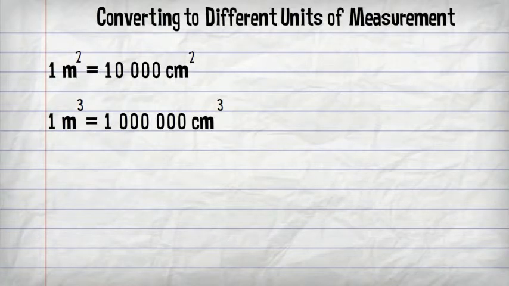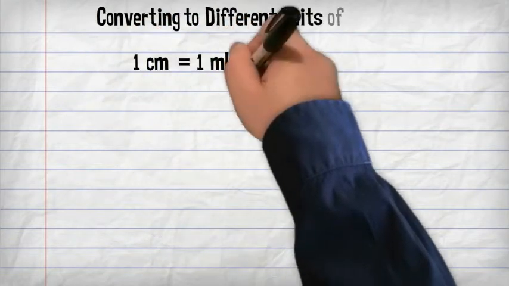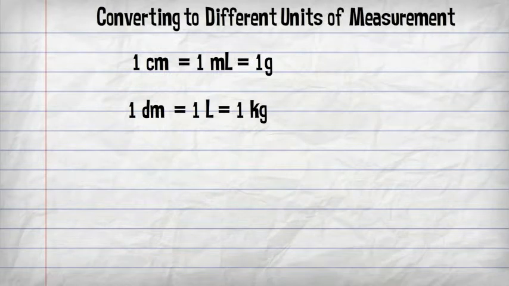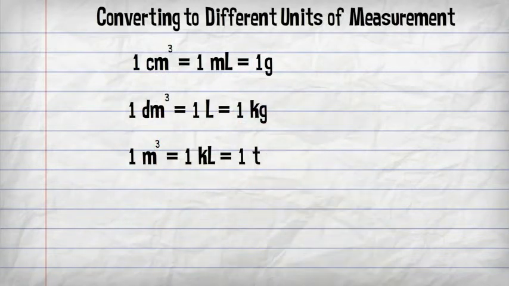Now let's talk about conversion to different units of measurement. 1 centimeter cubed equals 1 milliliter, which equals 1 gram. This tells us that 1 decimeter cubed equals 1 liter and 1 kilogram. And 1 meter cubed equals 1 kiloliter and 1 ton.